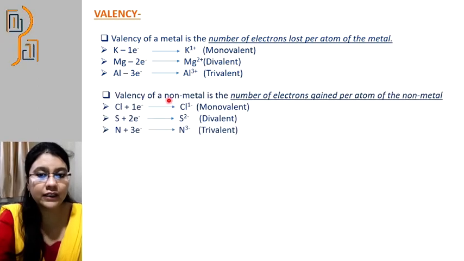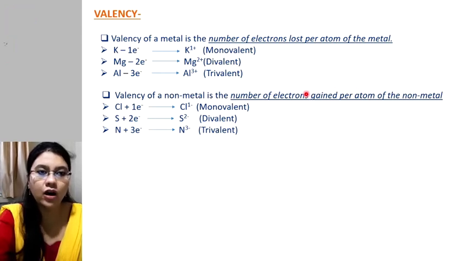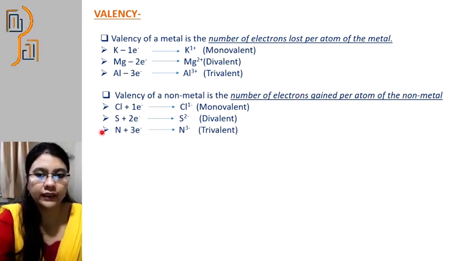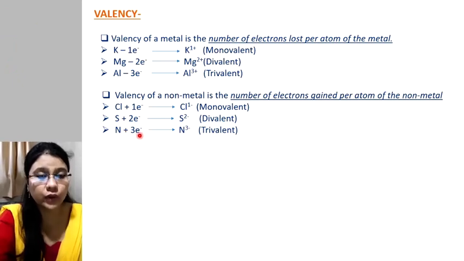Similarly, valency of a non-metal is the number of electrons gained per atom of the non-metal. In that case, chlorine gaining 1 electron will form Cl1 minus. Sulfur, when gaining 2 electrons, forms S2 minus. And nitrogen gaining 3 electrons forms N3 minus.